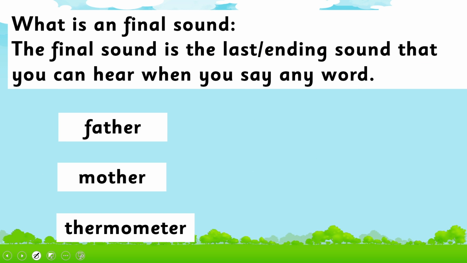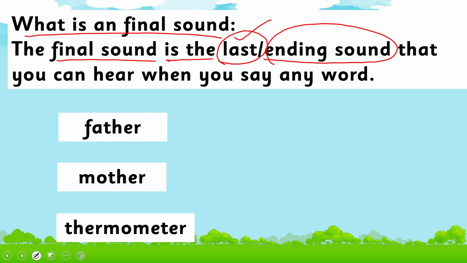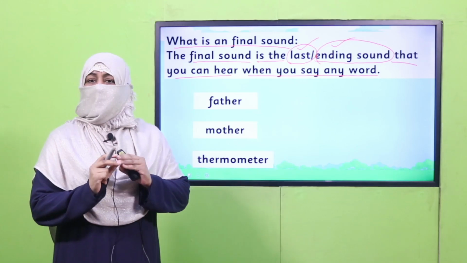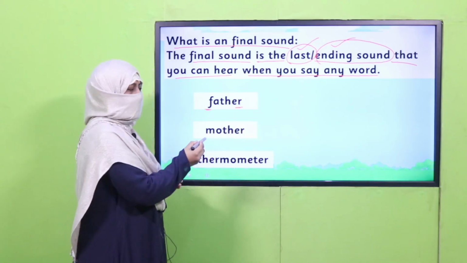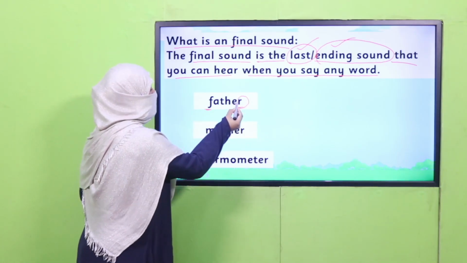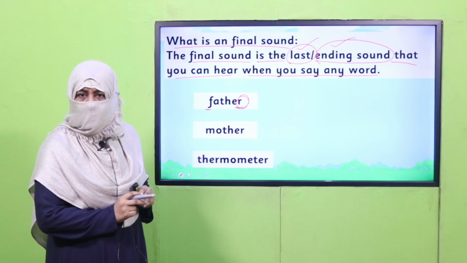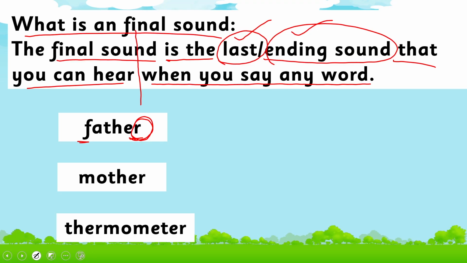What is final sound then? The final sound is the last or ending sound that you can hear when you say any word, right? For every word we know it starts with a sound, it ends on a sound. So this ending sound is known as the final sound. This concept we are learning first time, that's why we will practice it in a very nice manner. The final sound is the last sound.